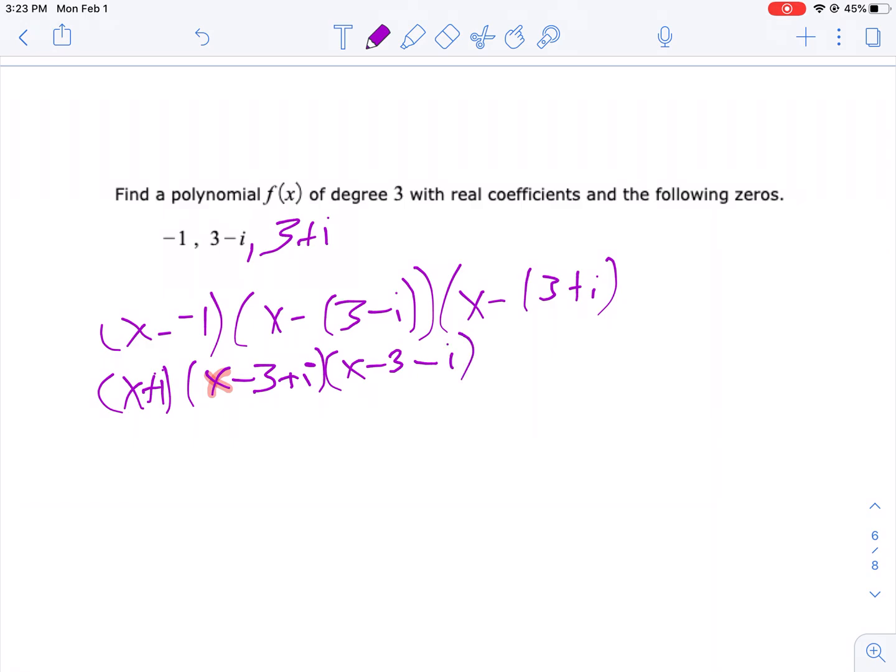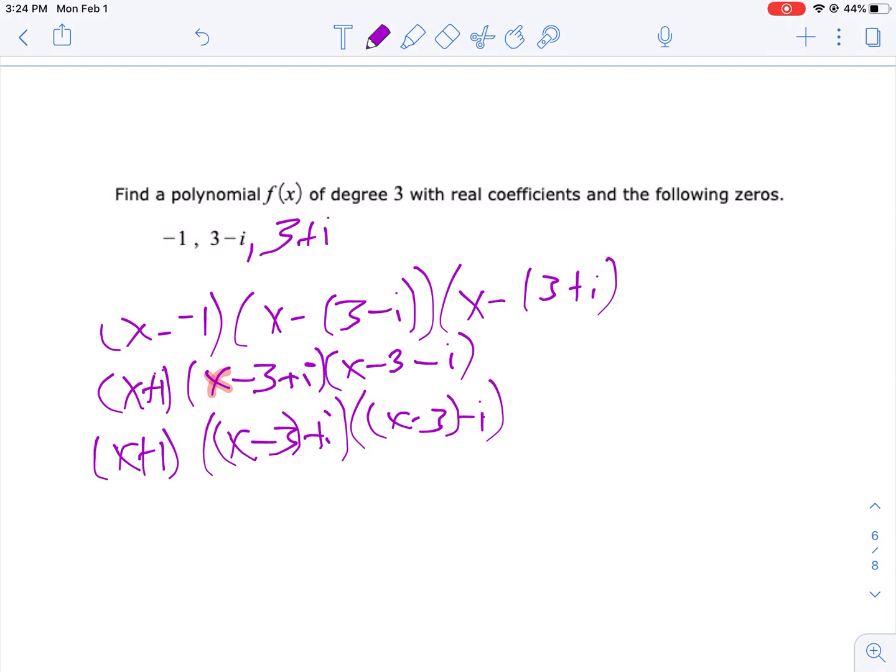Let me show you a different way of multiplying this since we're getting this wrong. I'm going to think of my next two terms. I'm going to leave the x plus 1 alone for now, but I'm going to think of this as x minus 3 plus i and x minus 3 minus i. That's a difference of squares, isn't it? So this is actually x minus 3 squared minus i squared.